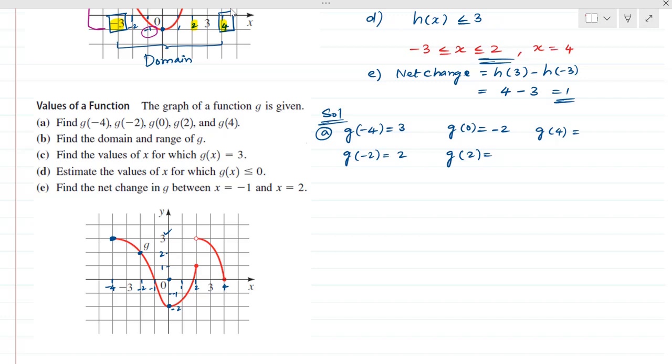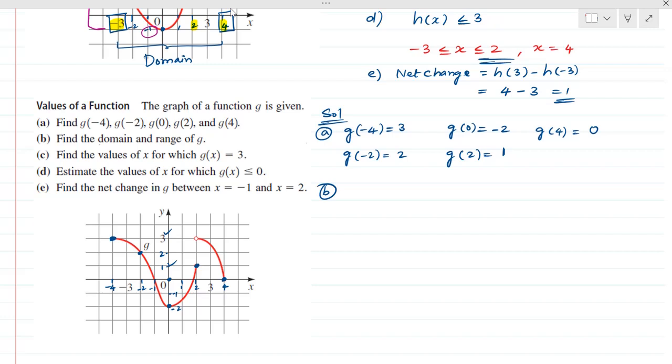What is g of 2? x equals 2, and the corresponding value of y equals 1. And what is g of 4? For g of 4, the value of y on the x-axis equals 0. On the x-axis, y is 0.